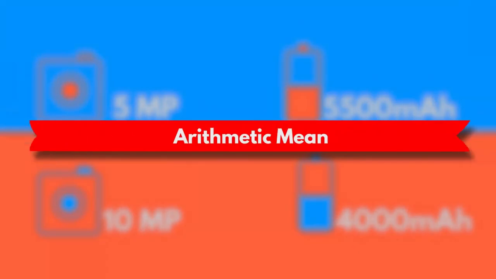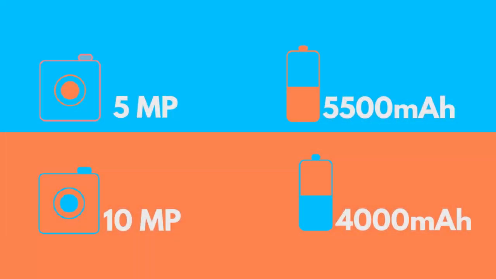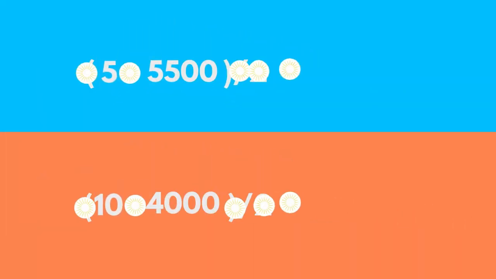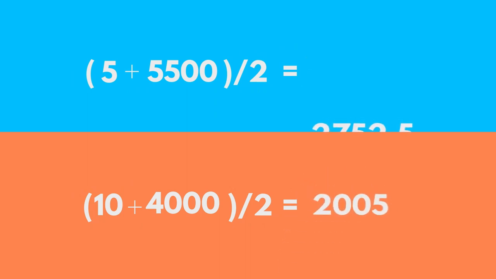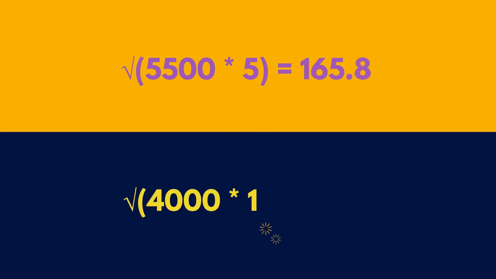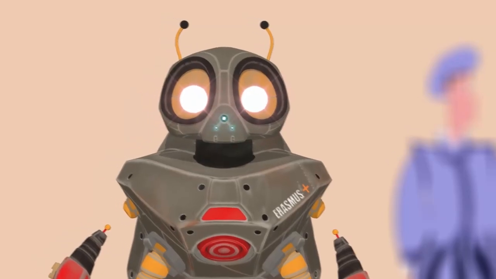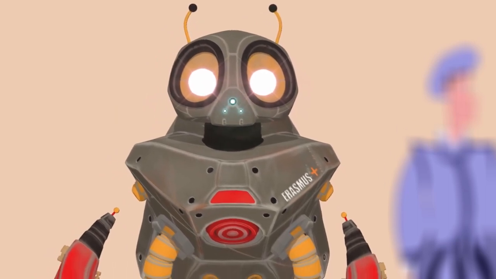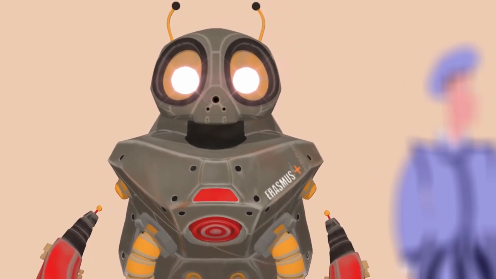Comparing the two using the usual arithmetic mean gives us: the battery size is such a big number that the resolution of the camera gets lost. But the geometric means of the two phones are: so comparing the two phones using the geometric mean does justice. The geometric mean does justice when we want to compare things with very different properties.